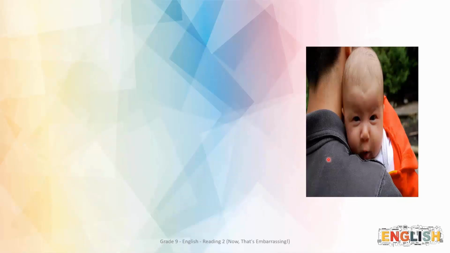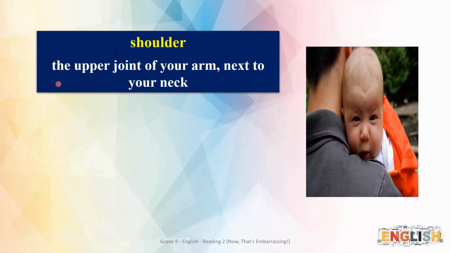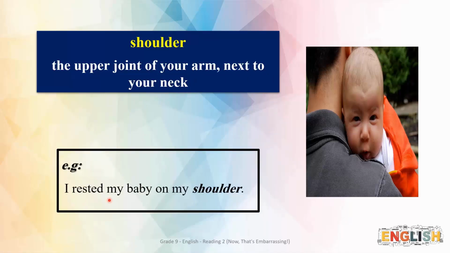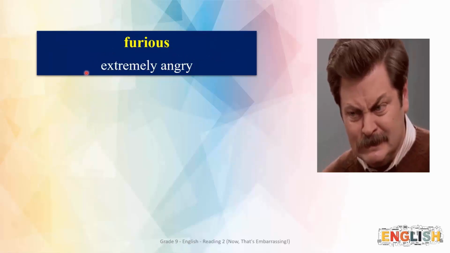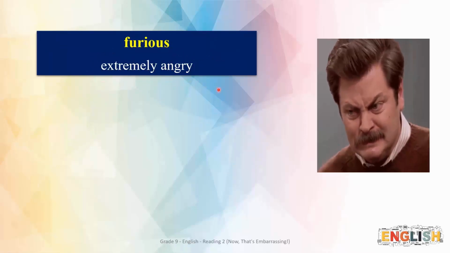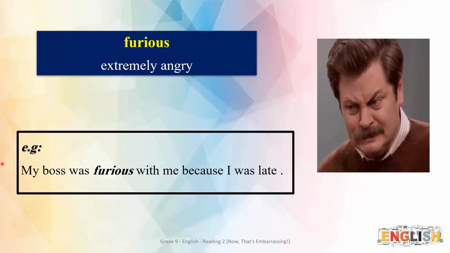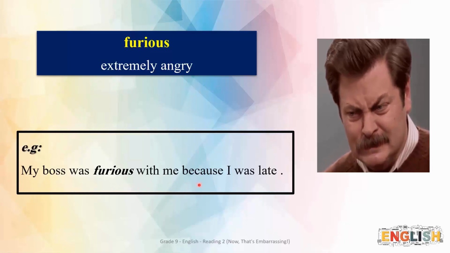Here is the next word. Shoulder. The shoulder is the upper joint of your arm next to your neck. For example, I rested my baby on my shoulder. This man looks very angry. And this is a new word, which is "furious", which means extremely angry. Like this example, my boss was furious with me because I was late.